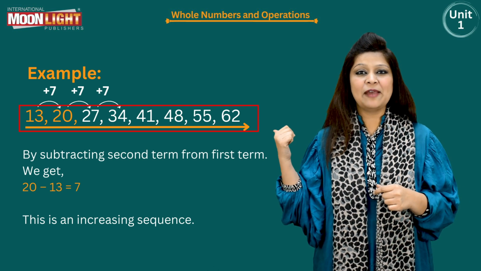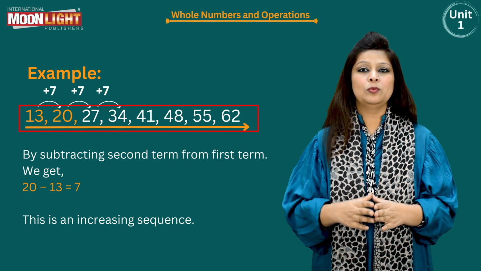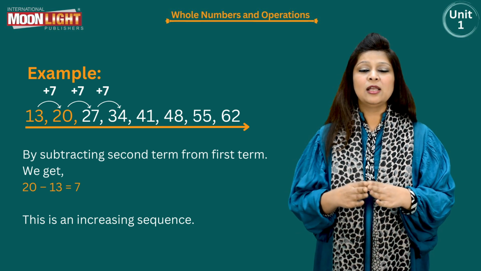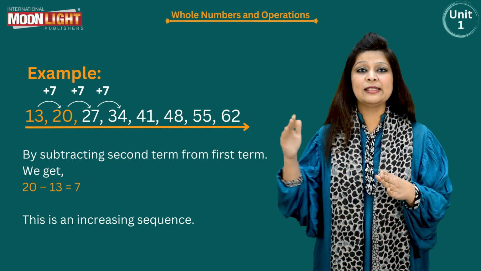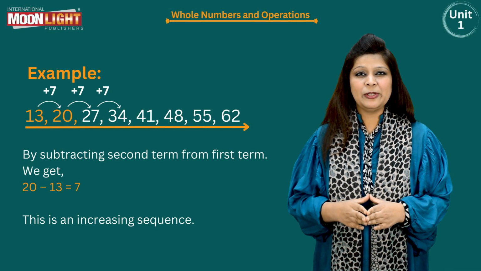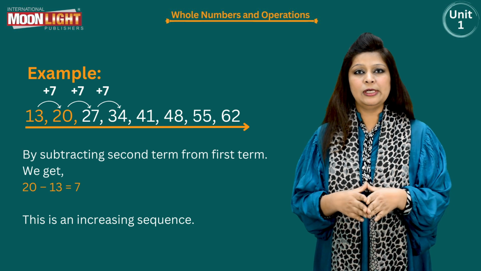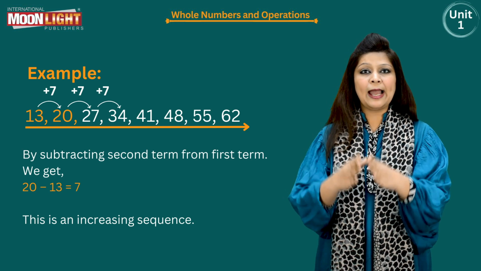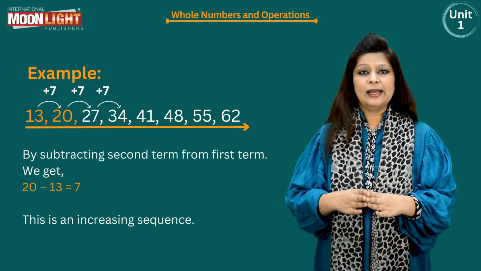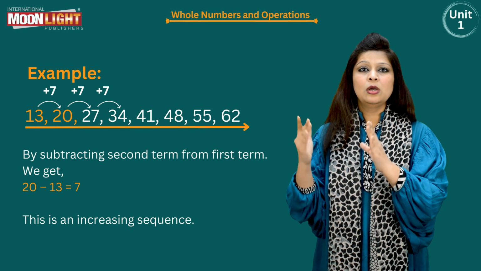13, 20, 27, 34, 41, 48, 55 and 62. Now, first observe this pattern. In this pattern, you can see that the first number is 13 and then the next number is 20, which means this is increasing. So, that is why we are going to say this is increasing order. Now, as I told you earlier, increasing means that we are going to add a specific number to the previous term. To get that number, we just need to check the first few terms.